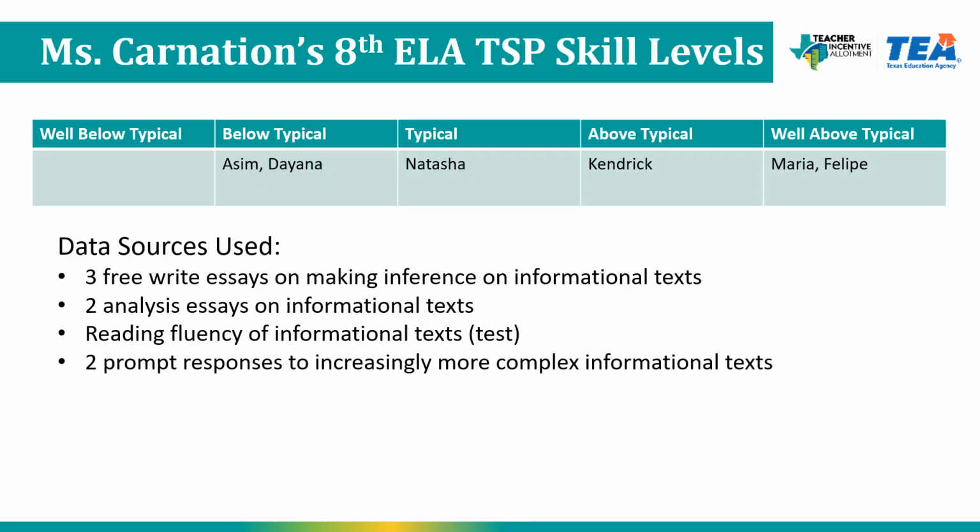For example, in Ms. Carnation's 8th grade English class, she uses various assessments to gather evidence, including 3 free write essays, 2 analysis essays, a reading fluency test on informational text, and prompt responses. Based on this evidence, she aligns each student's work to the skill descriptors. Below typical, we see Asima and Diana. Typical is Natasha. Above typical is Kendrick. And then well above typical, we see Maria and Ethel. This alignment is based on the data and evidence collected throughout the year.